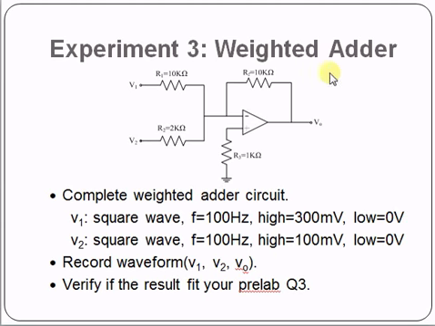Experiment 3. Complete the weighted adder circuit and input it with two different square waves. Record the waveform of two inputs and the output. The difficulty of this lab is to provide two different square waves. There are two different ways to do it.